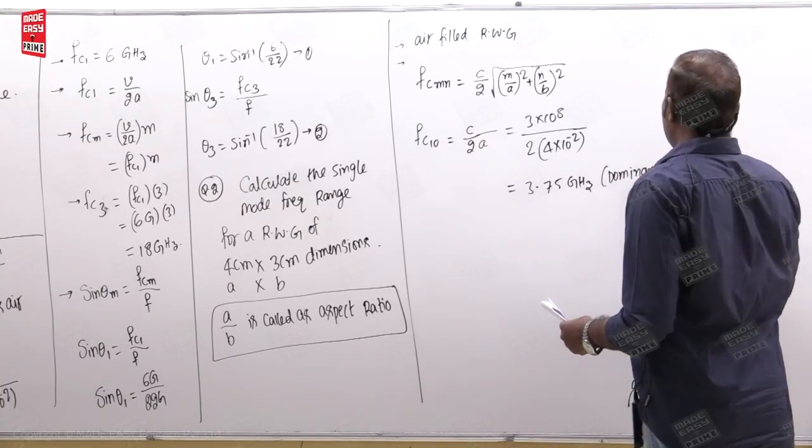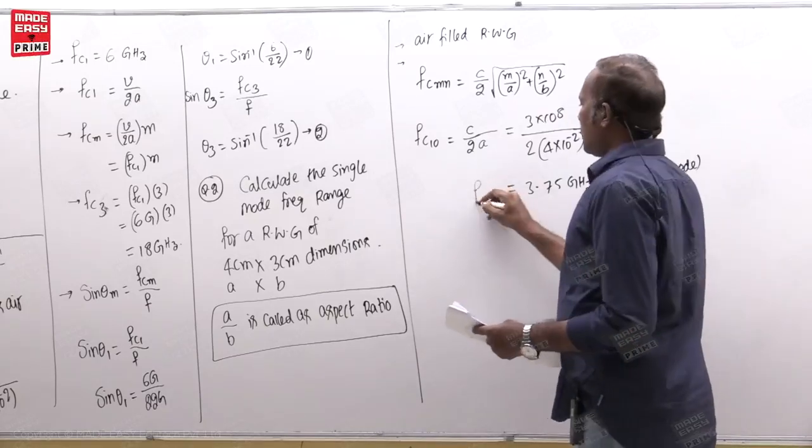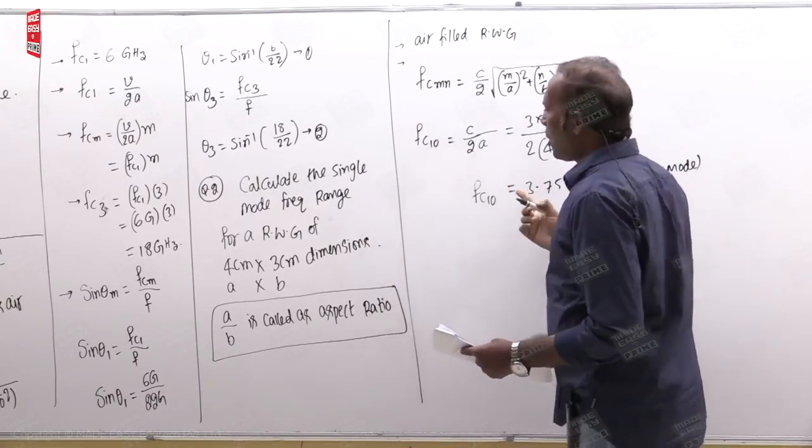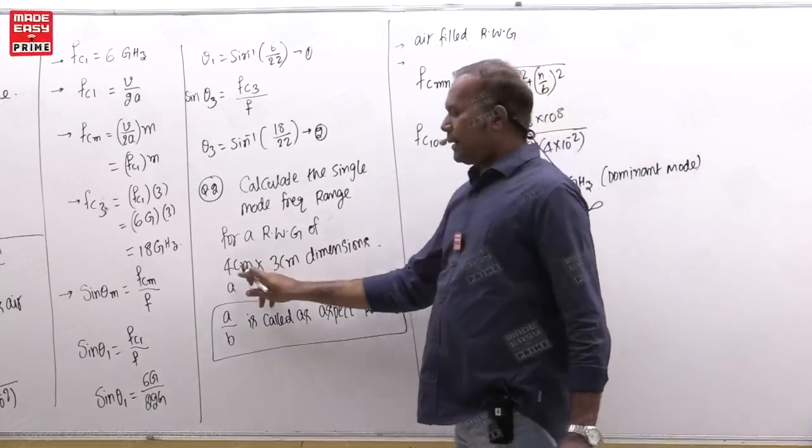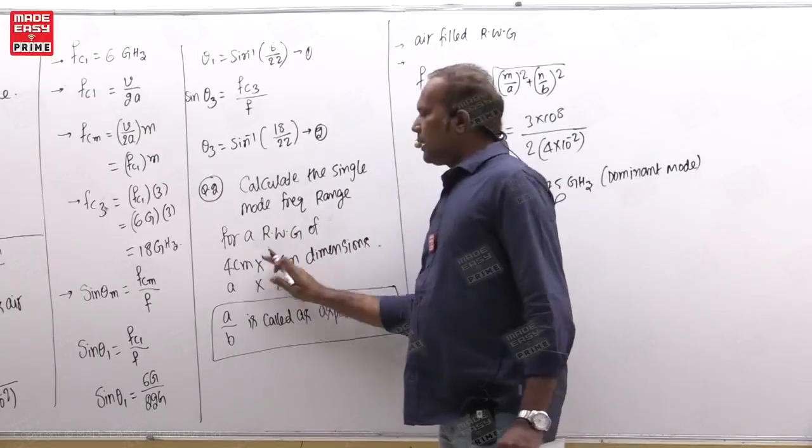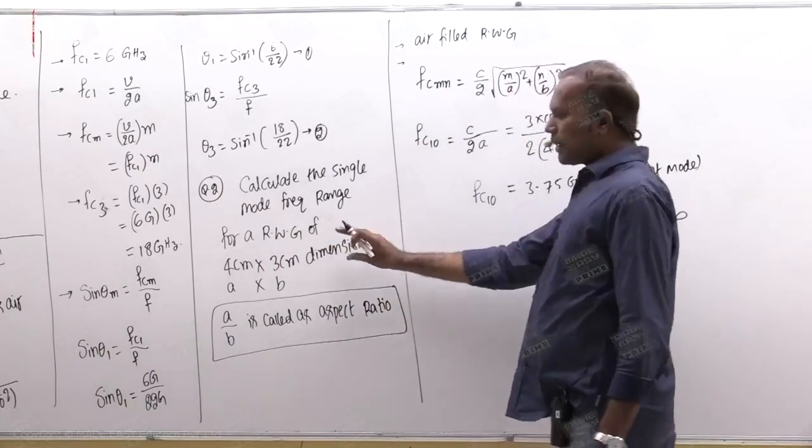Dominant mode. Don't blindly solve FC10 as the dominant mode every time. Carefully watch this: A greater than B, then only that is the dominant mode. You have to check that also.